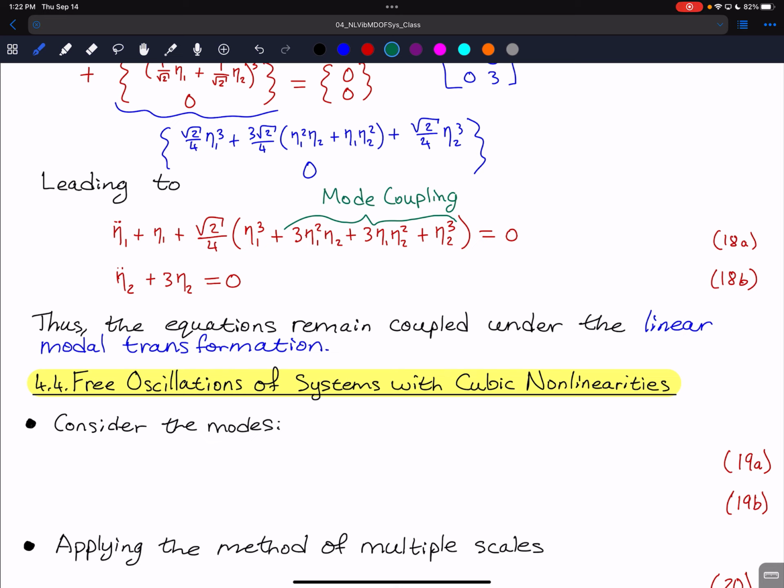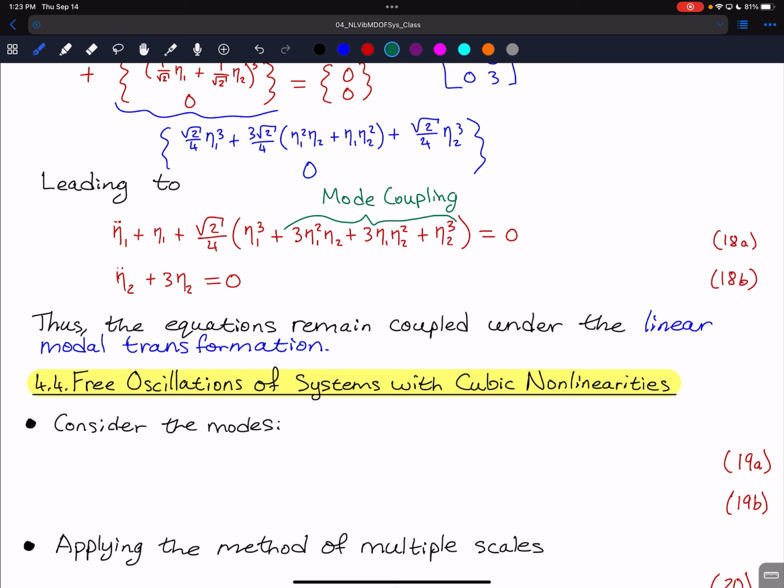So all of those terms that I've highlighted in green there, those are the ones that will allow these two modes to exchange energy. Okay. So these equations remain coupled under this linear modal transformation, which you might think means maybe we have the wrong transformation. That is something we'll come back to when we start nonlinear normal mode theory. Okay, any questions?